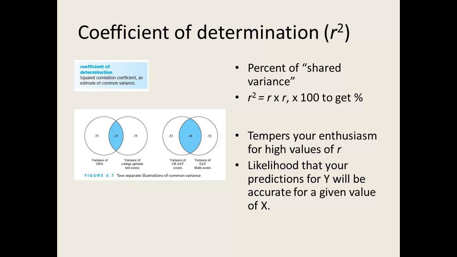One of the things about this is it kind of tempers your enthusiasm for really high values of R, because one way to interpret this R squared coefficient of determination is that it's the likelihood that if I were to use X to predict Y, how often I would end up being accurate in those predictions. So if you have an R, say, of 0.8, so that's really very, very strong for an R, 0.8 times 0.8 is 0.64, which means that you could interpret it as only 64% of the two variables are shared in their variances, or you could say only about 64%, or maybe 2/3, you could round a bit, 2/3 of your predictions would actually be accurate for Y based on X.